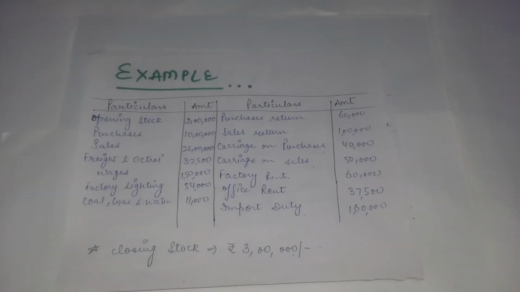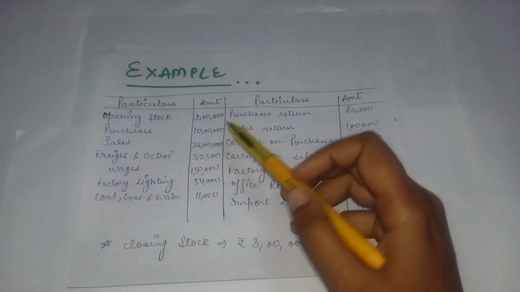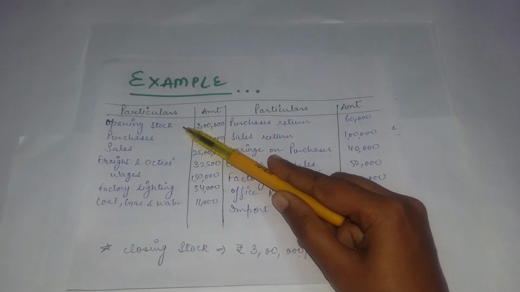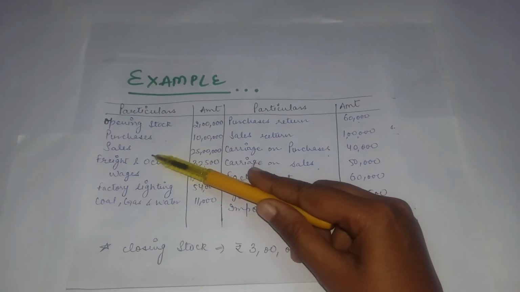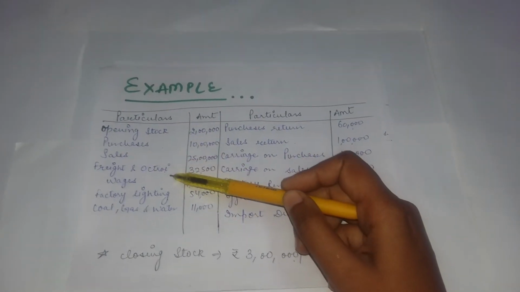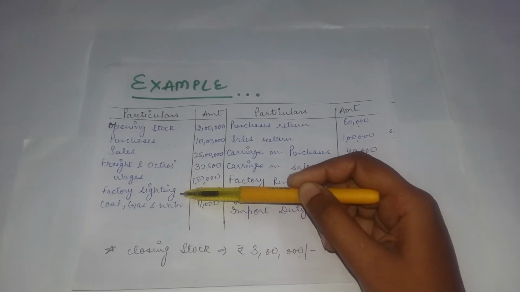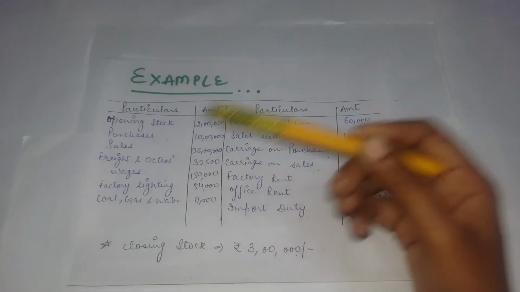Okay, we move to the next. Example: we have opening stock. It will be included in the debit side of the trading account. Purchases, debit side. Sales, credit side. Freight, octroi, debit side. Wages, debit side. Factory lighting, debit side. Coal, gas, water, debit side.